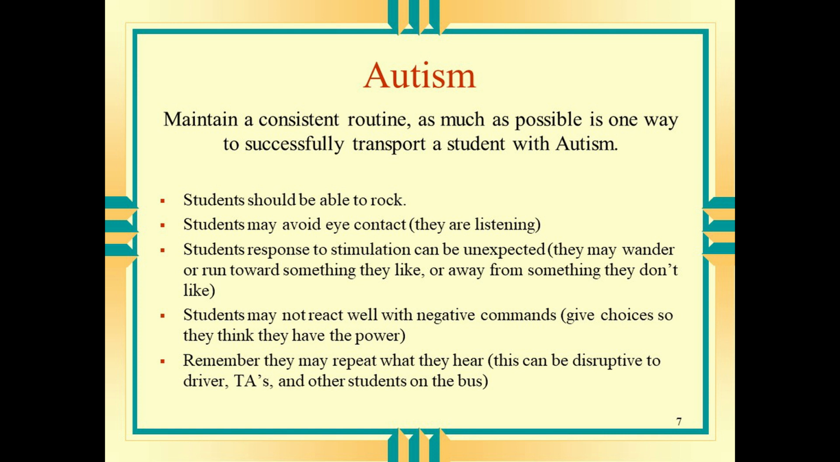Some other things that we can do: make sure the student is able to rock. Remember, a student with autism may avoid eye contact. That doesn't mean they're not listening. Students' responses to stimulation can be very unexpected. They may wander towards something that they like or away from something they don't like.